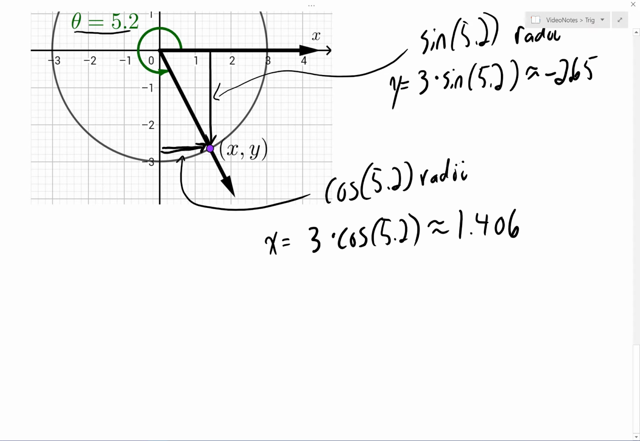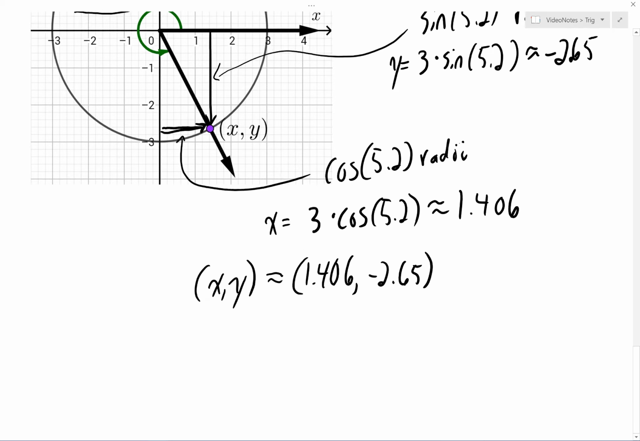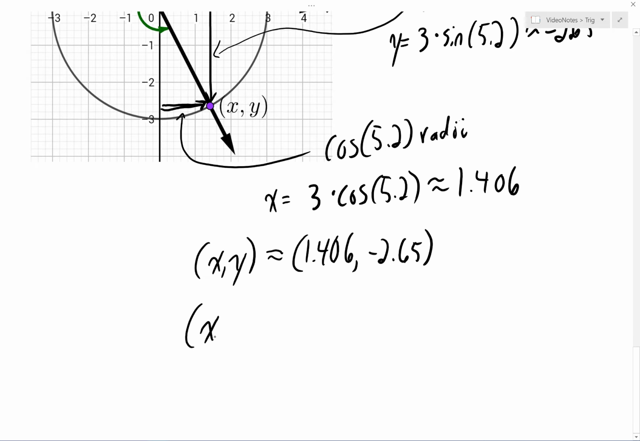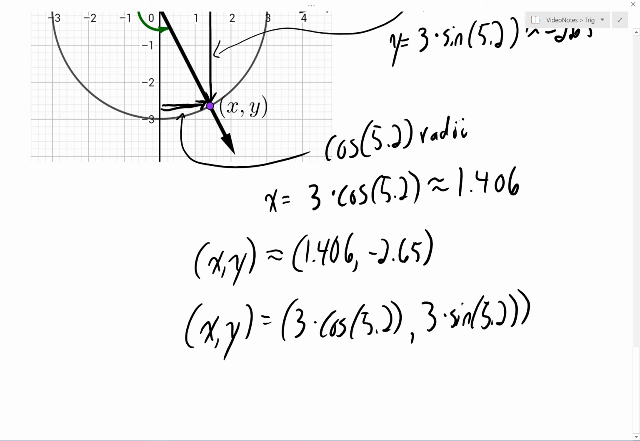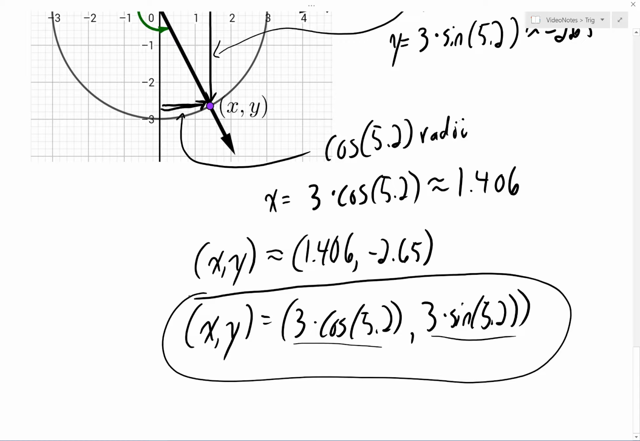So it appears that the coordinates x, y of this point are about 1.406 and negative 2.65 for our y-coordinate. Now we could actually be more precise with this. If we want to represent exact values, we would write x, y is equal to 3 times cosine of 5.2 and 3 times sine of 5.2. We can always plug these two expressions into our calculator to find an approximate value for those things, but this is actually a more exact way of writing the coordinates of that point.